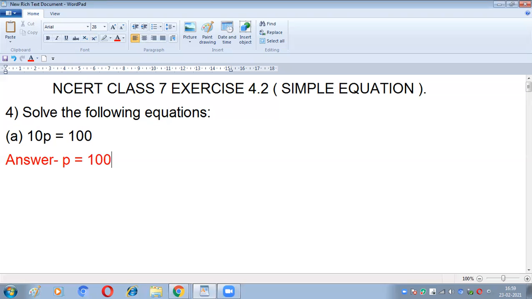100 upon 10. Here the 0 and 0 cancel out, which equals 10. So we can write p equals 10. The value of p is 10. So we have solved part a, and let's proceed to part b.